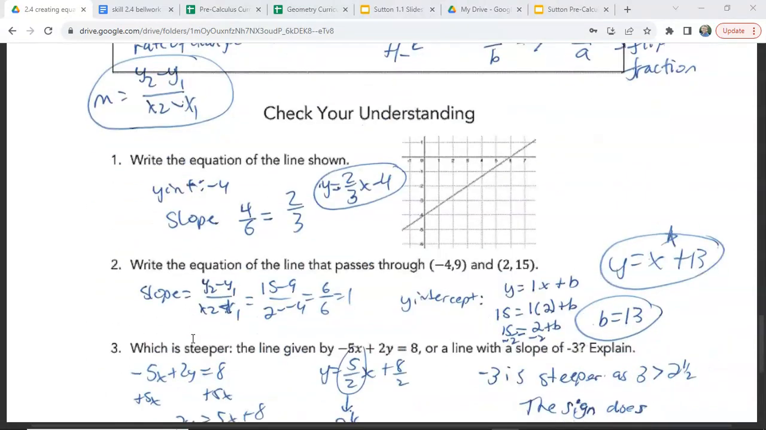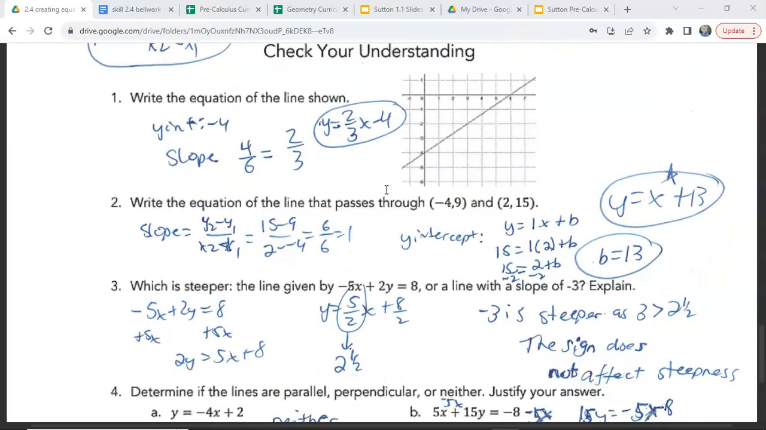All right, so the answers on the check your understanding. Write the equation of the line shown here. So this has a y-intercept of -4 and a slope of 2 over 3. So you rise 1, 2, and then run 1, 2, 3. So the equation of the line would be y equals 2/3 x minus 4.